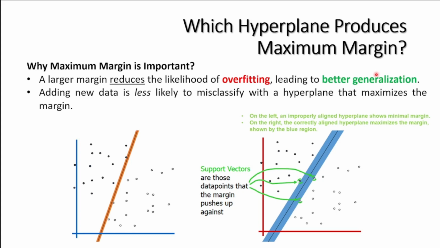to be having a good classification or estimation percentage in terms of analysis. Adding new data is less likely to be misclassified if we have a large margin with a hyperplane that has maximum margin. On the left, the improperly aligned hyperplane shows a minimal margin, while on the right-hand side we have the corrected aligned hyperplane that maximizes the margin. This is in the blue region, right?